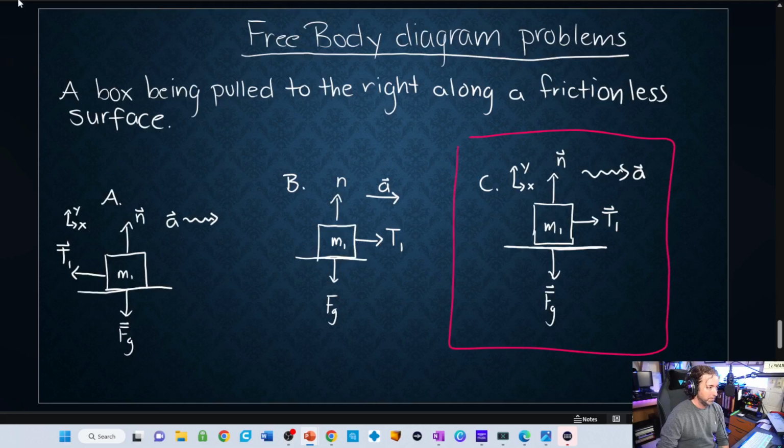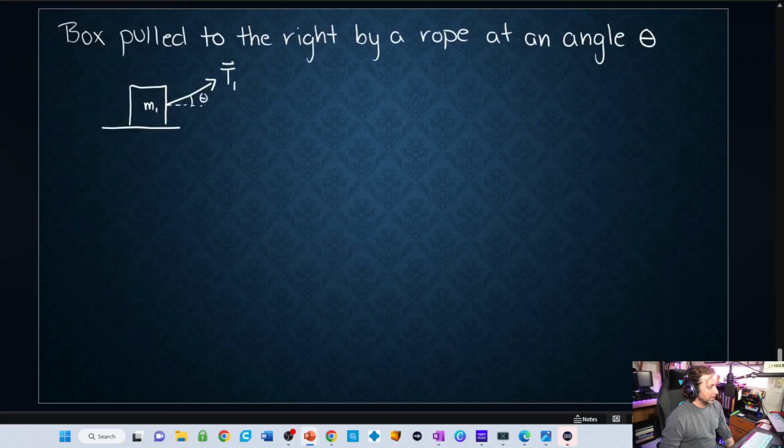So expect to see a problem kind of like this. Do you have an idea of what I'm looking for? Look for the arrows over the vectors. Squiggly line for acceleration. Make sure that the forces are pointing in the right way. So who knows what you might see? But those are some of the things that I want you to be looking for. Okay, and lastly, you may or may not see a box pulled to the right by a rope, so some force at an angle.